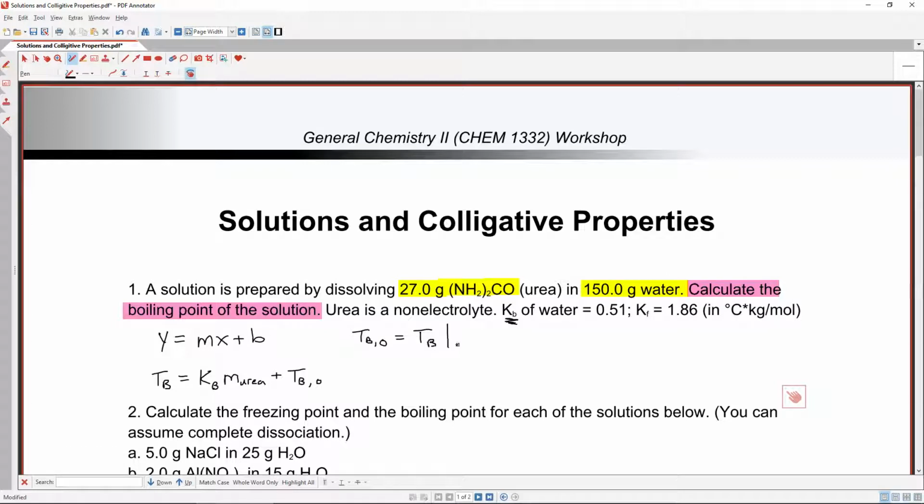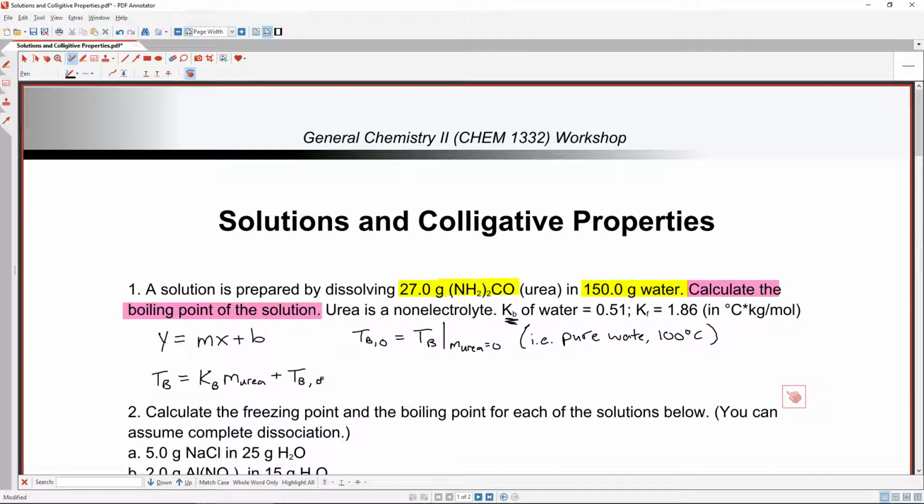when there's no urea. So I'm going to note that as evaluated when m urea is equal to 0. In other words, that is pure water. When our water is pure, 100 degrees Celsius.